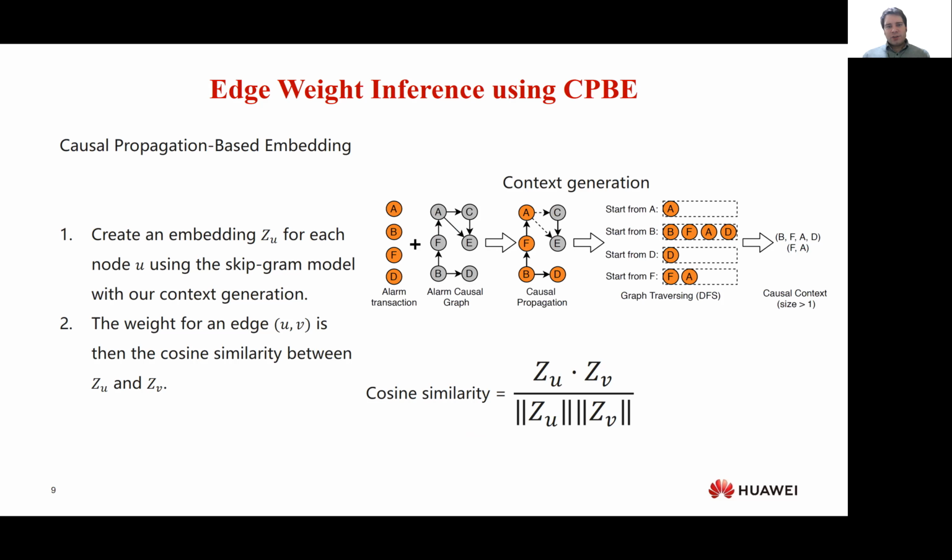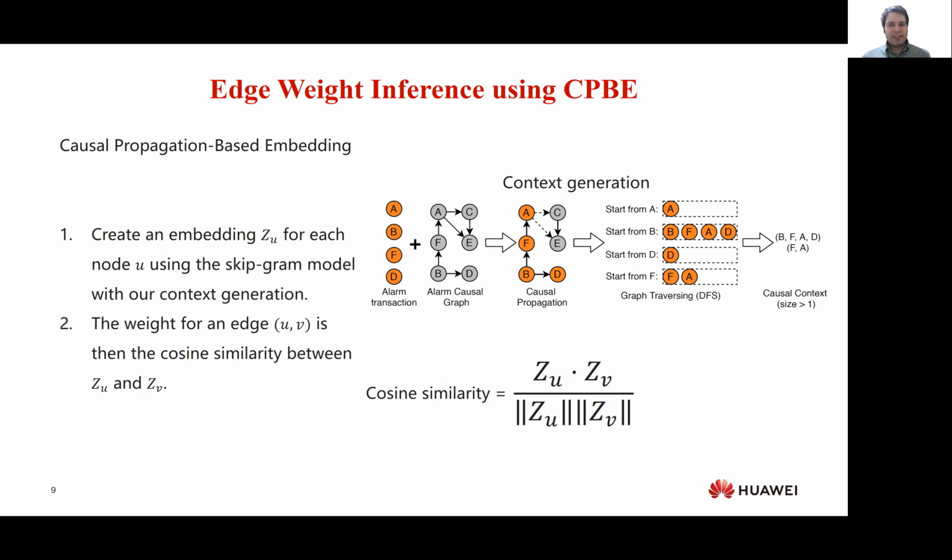So after pruning the causal graph, we want to encode some more information into it. We actually already have some edge weights in the graph given by the HAWKS process, but these weights do not account for any global effects on the causal intensities. So we propose to use a network embedding-based technique to infer more informative edge weights, and we call this method CPBE, or causal propagation-based embedding. Here we can see the 2 main steps of the method.